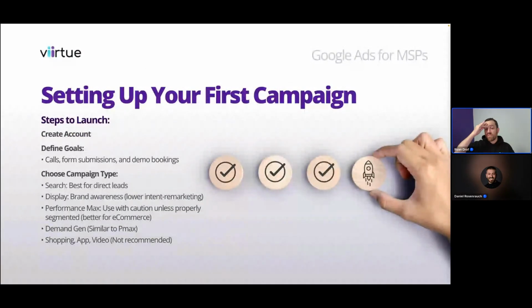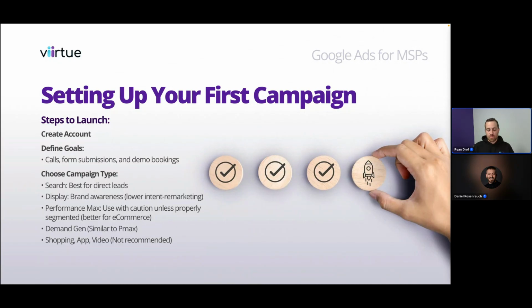So when you set up your first campaign, in this situation we're looking for calls, form submissions, and demo bookings. The best type of campaign to provide that for us is direct leads, which is a search campaign. Search campaigns provide us with the highest intent leads, and we need to set clear goals for this. We need to tell Google what exactly we're searching for.